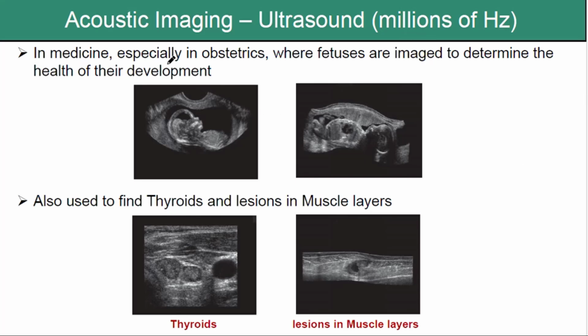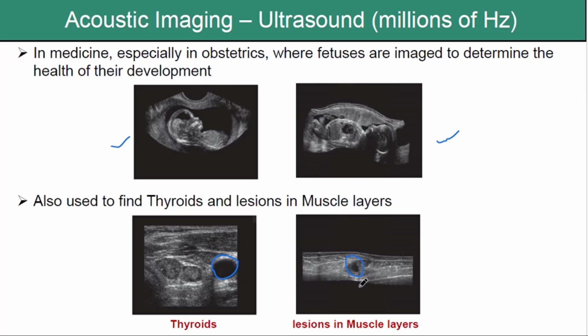Applications are in medicine, especially in obstetrics, where fetuses are imaged to determine the health of their development. See, these are the images of fetuses. This is one angle and this is another angle. Ultrasound imaging is also used to find thyroids and also lesions in muscle layers. See, this is the thyroid and this is the lesion.